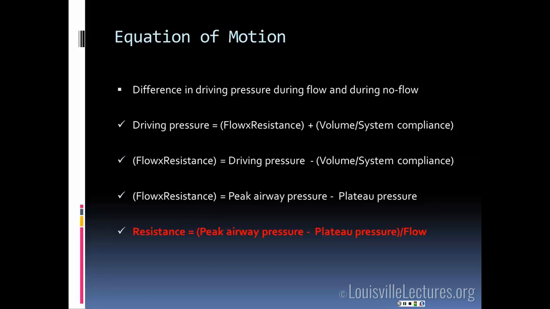Okay, and you have to understand what conditions cause increased resistance and what conditions cause decreased compliance. For instance, secretions in the endotracheal tube, bronchospasm, kinking of the endotracheal tube, water in the system. Those are conditions that cause increased resistance. Okay, so the plateau pressure should be low, like in this case here.